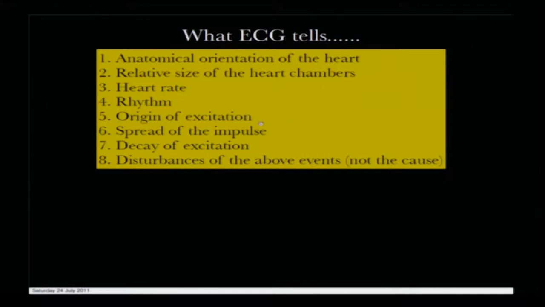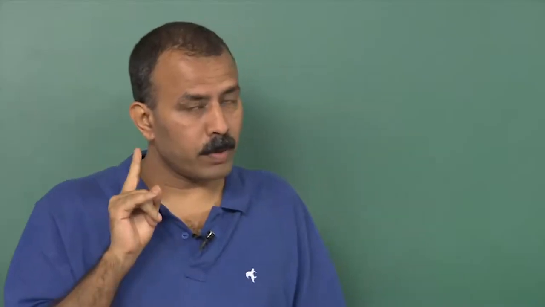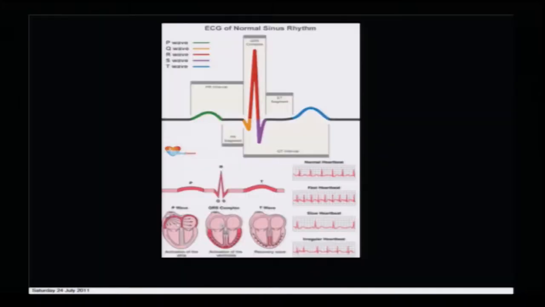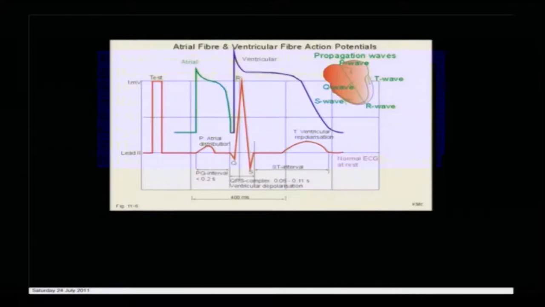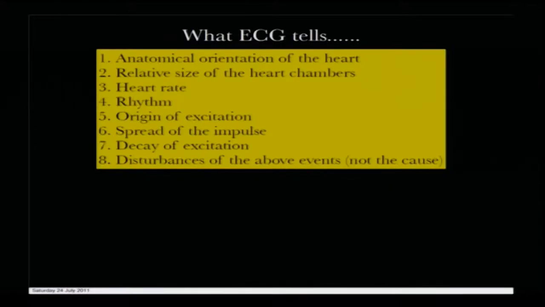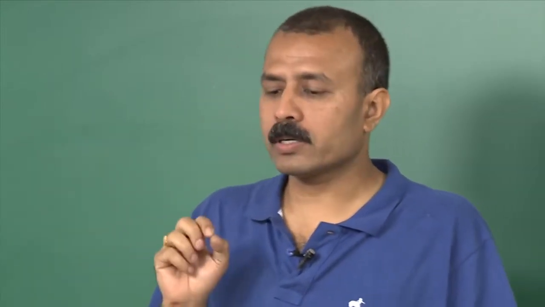It can talk about the origin of excitation. This is exactly what I was trying to tell you, that if you have two P waves, it is a defect, there is a pathological situation. Spread of impulse, how the impulse is spreading, because you have seen that it is all a time-bound game. So, there is a time factor involved out here. Based on the time factor, you should be able to say whether the impulse is moving in the right time or not, then the decay of the excitation and any disturbances of the above events, not the cause. It cannot tell the cause, it can only tell that there is a disturbance, it cannot tell you the reason for the disturbance.